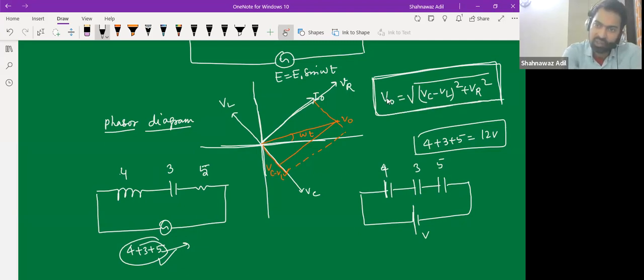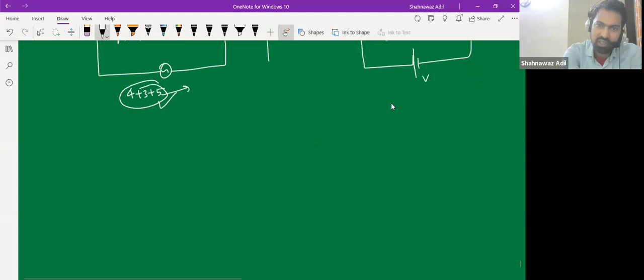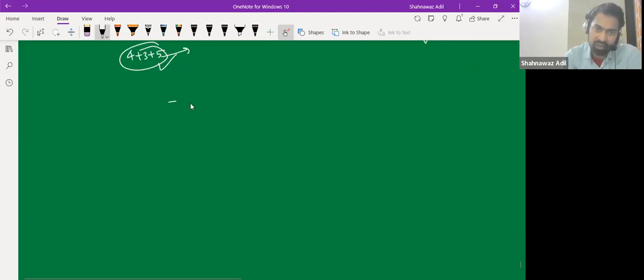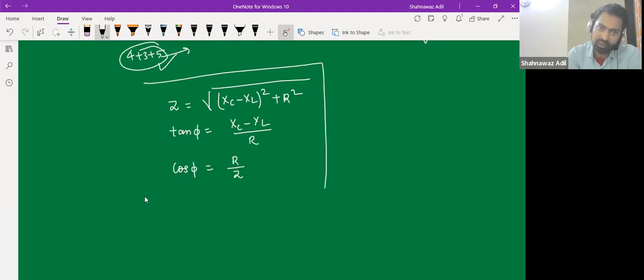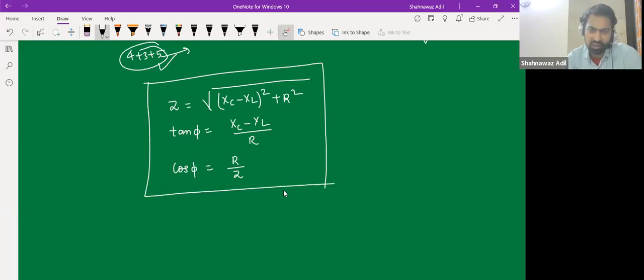Okay, so with the use of this voltage, we calculated the impedance, right? Impedance was the root of (XC minus XL) square plus R square, and then we calculated the phase difference, which was (XC minus XL) by R, and we calculated the power factor, which was R by Z. These are the things that we calculated in the LCR circuit, right?